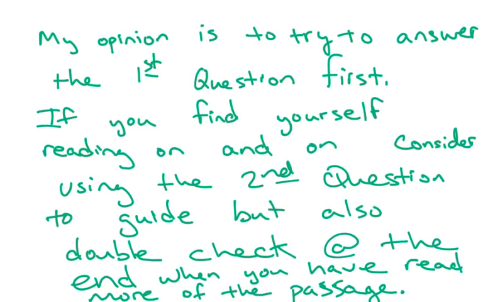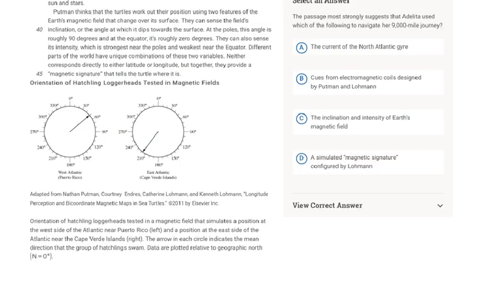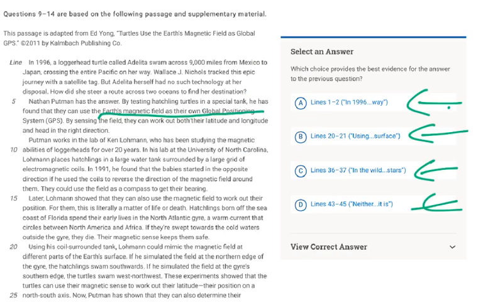If you do use the second part to answer the first, what is important is that you double check at the end. Mark that question off. If you have time left over after the entire test, go back and see. As you read through and answer questions, you should have a better idea, a better perspective of what the passage is talking about. So you can use that to make sure the answer you chose originally is the correct answer. It's a little tricky because you can use the second question to answer the first, but you may run into a problem.